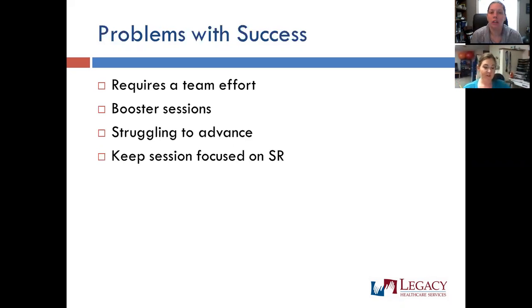Let's see. So I'll go ahead and move on to some problems with success. I've kind of touched on some of them, but these are all things that I had trouble with doing. I ended up reading the book to figure out what was going wrong with my session. So I can probably save you some of the time in reading the book and give you some ideas. So if you notice your people are not progressing and you're stuck on certain intervals, try not to get frustrated.